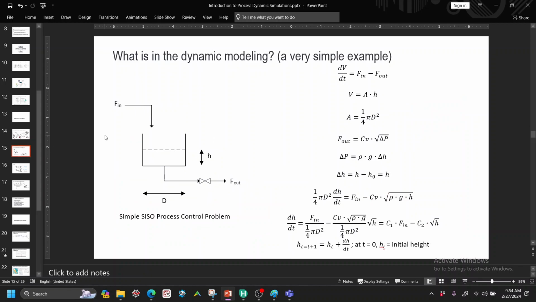So to model that is not really straightforward. For example, in this case, steady state is easy, right? So dV/dt equals zero, which means F in equals F out. But to model a dynamic tank like this, you will need this expression and you will need to evaluate it, because you're not looking at the volume. What you can see is the height, the liquid level.